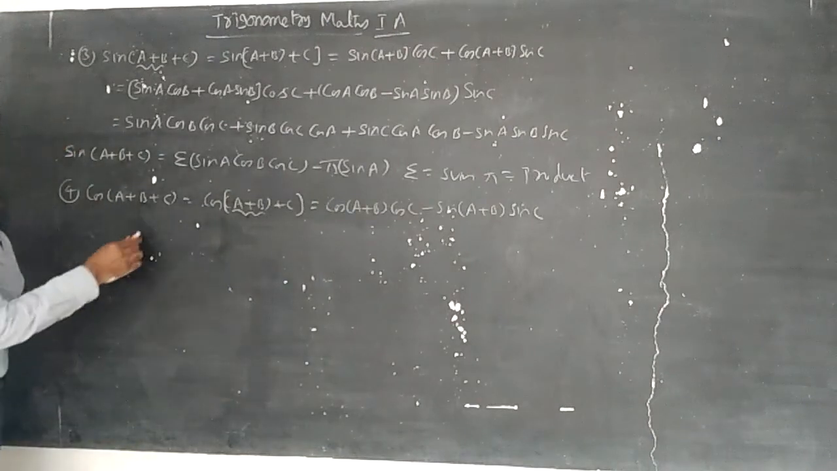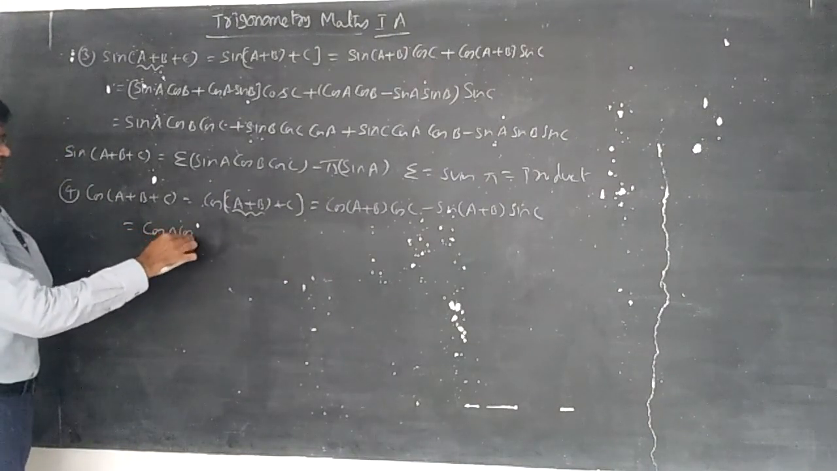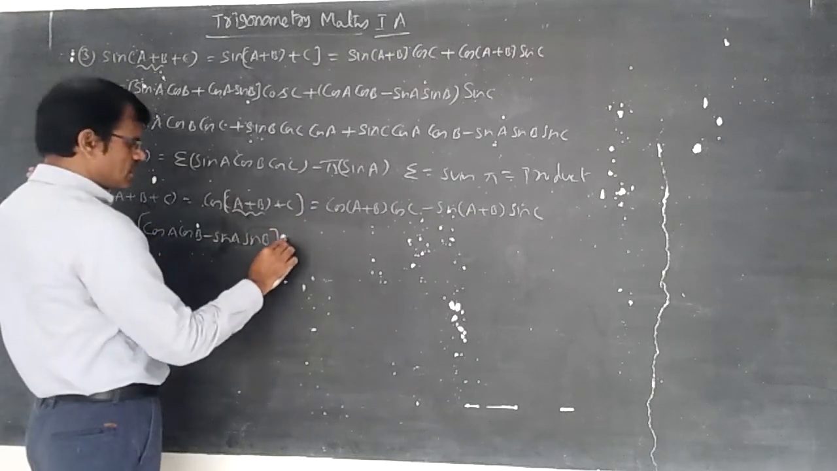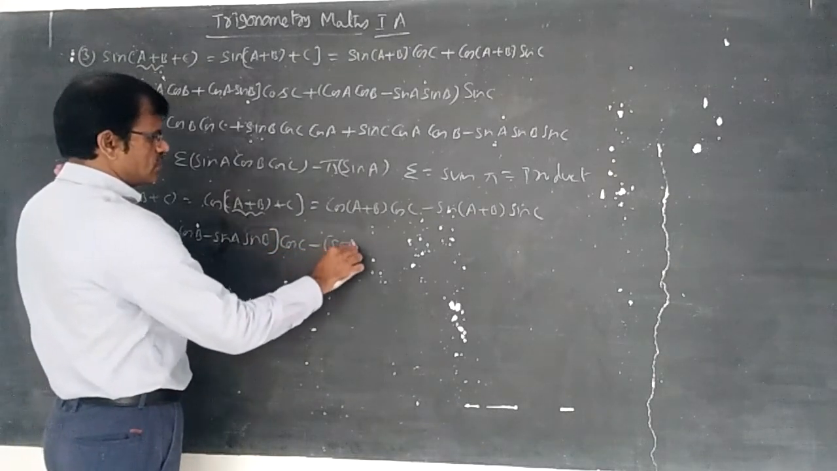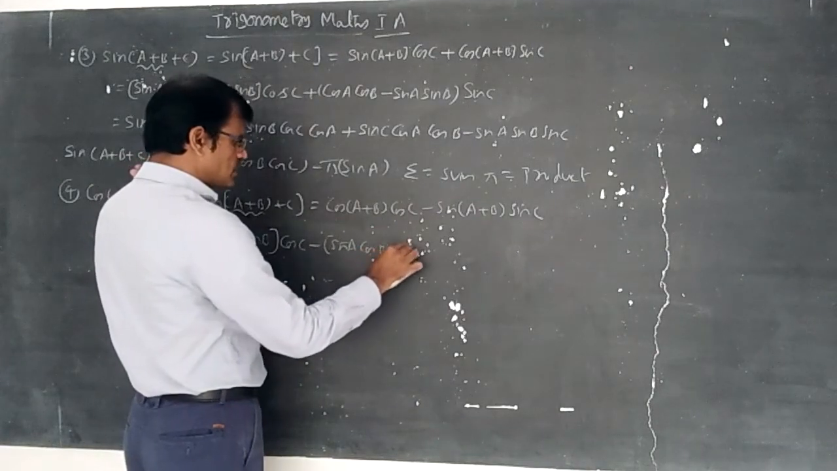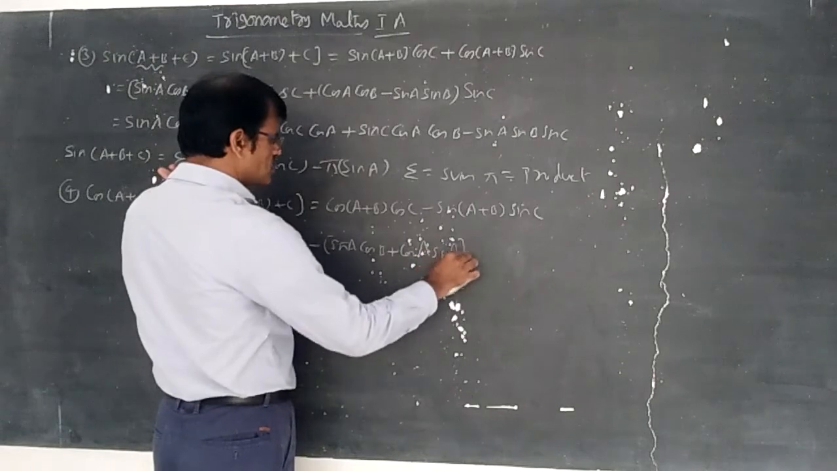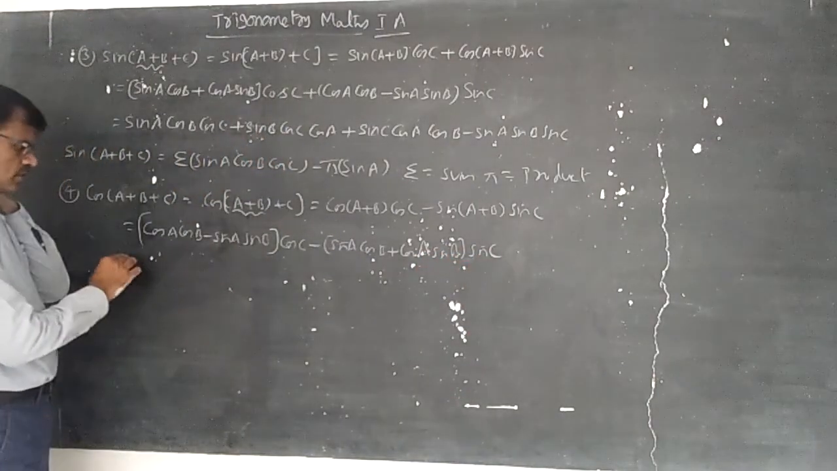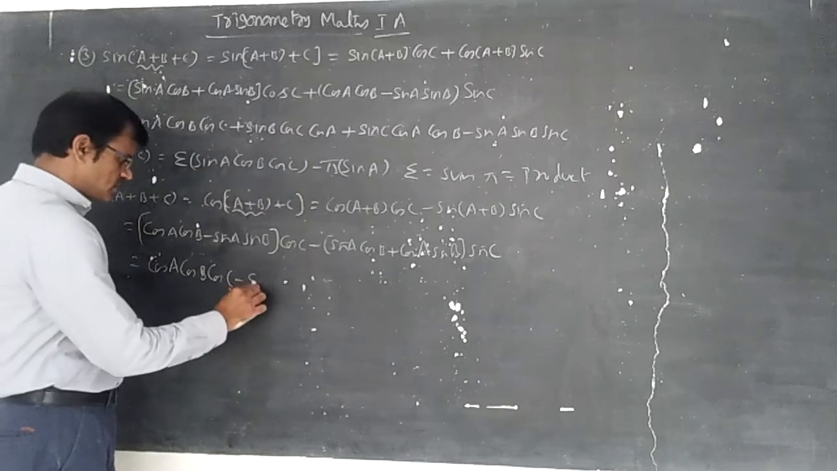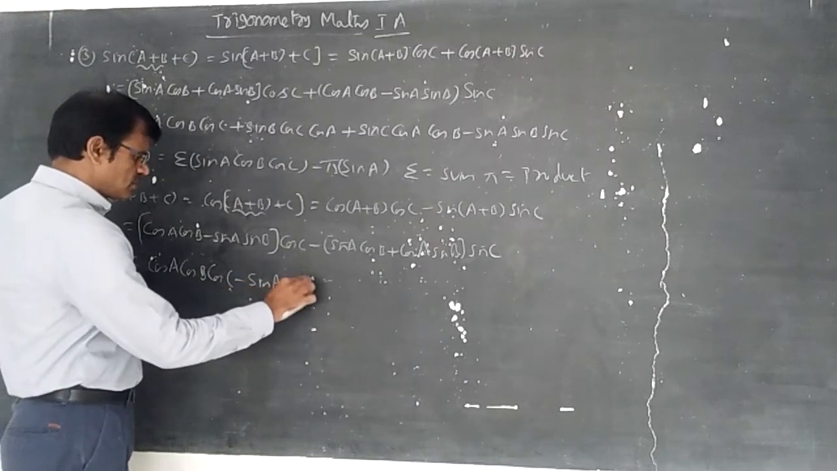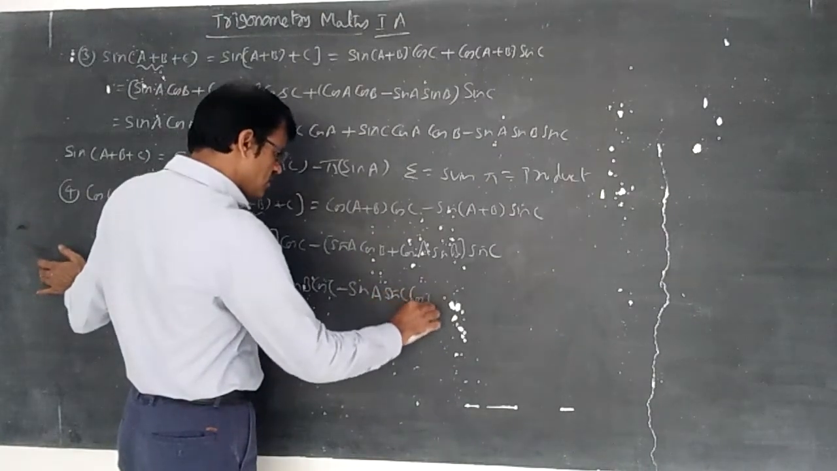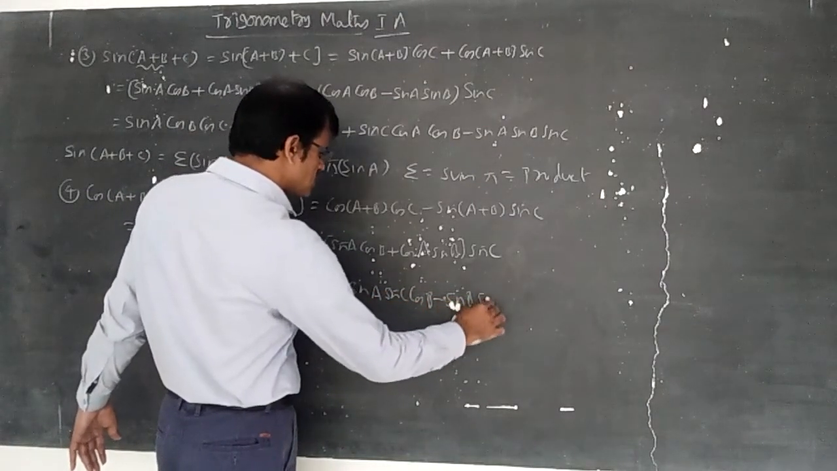Once again, we can expand the formula. Cos of A plus B as cos A cos B minus sin A sin B. Cos A cos B minus sin A sin B within the bracket, right, here cos C minus of, this is sin A cos B plus cos A sin B into sin C. That is equal to, multiply here cos A cos B cos C, cos A cos B cos C minus sin A sin B cos C, sin A sin B cos C minus sin A sin C cos B minus sin B sin C cos A.